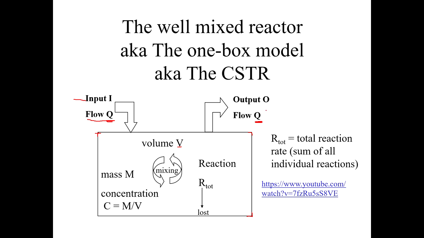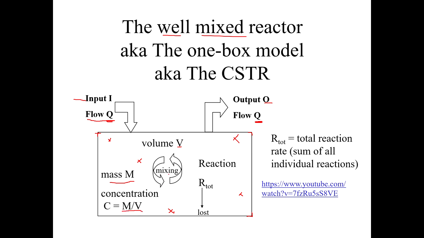And then you have an input of your chemical and you have some output of your chemical. And the key thing about the well-mixed reactor is that it's well-mixed. Right? And so the idea is that the concentration is the same here, as it is here, as it is there. Everywhere in this one box, you have the same concentration. And that makes the math really easy. So within this volume of water, you have some mass of your chemical, M. And the concentration of your chemical is therefore M divided by V.